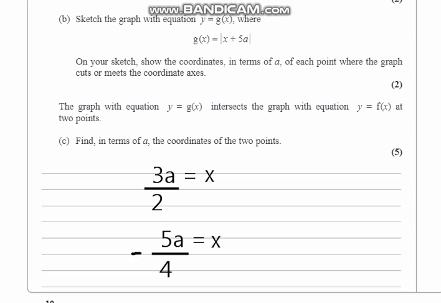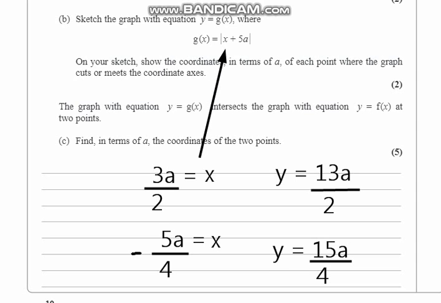So first I'll plug the x value, that's 3a upon 2, into my g of x to find my y value. There you go, that's our 2 y values here. To get these corresponding y values, you basically plug the x value into g of x. As I stated, 3a upon 2 plus 5a will give us 6.5a, and that's the same as 13a upon 2, that's 6.5a. And again plugging in this value, minus 5a upon 4, into g of x will give us the result 15a upon 4.